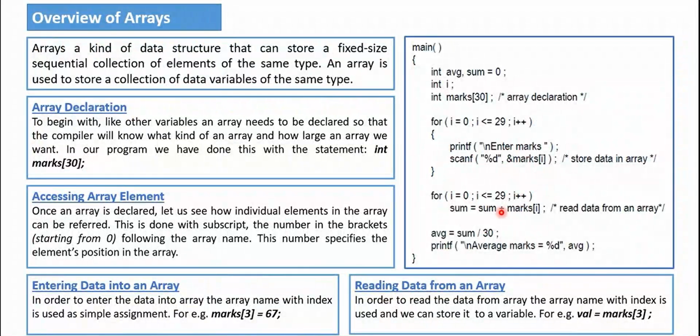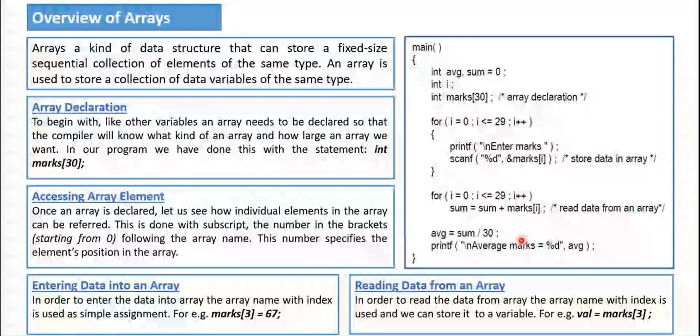Okay. So you will see the first for loop, that is for i equal to 0, i less than or equal to 29, i plus plus. So we have printf the enter marks and we are storing the value in the array declared for marks. In the second for loop, the elements of the array are accessed and added to this variable sum. And finally we have calculated the average, which is sum divided by the total number of elements, that is 30.